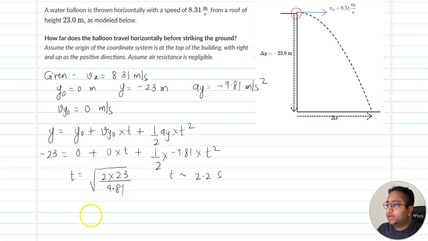So that can be easily calculated as delta x, which will be equal to the horizontal velocity with which we threw the ball into the time it takes for the ball to reach the ground surface. So we have been given this velocity 8.31, or to be more specific, we can also write this as Vx0. So that will be 8.31 into 2.2. So that is 18.3 meter. So this is my final answer.